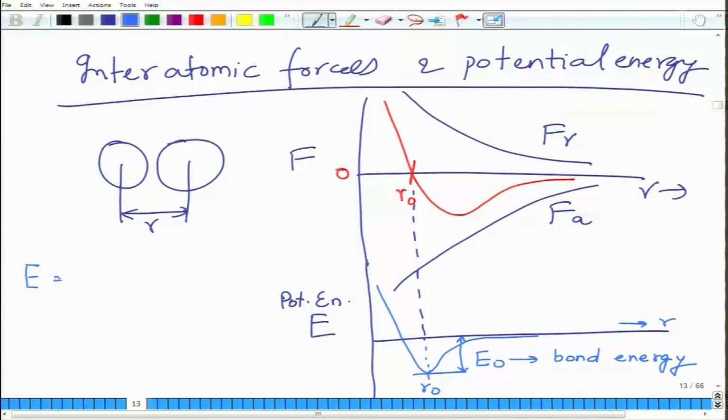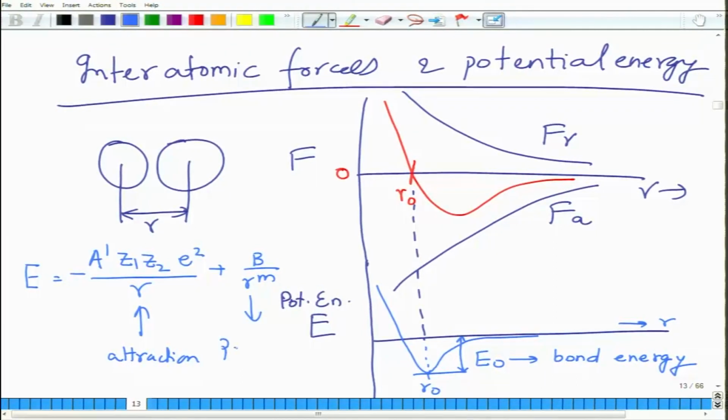So, this potential energy can be given as the sum of an attractive term and a repulsive term: E equals minus A prime Z1 Z2 e squared divided by r, plus B divided by r to the power m, where m is a constant. The first is a negative term which is attraction, and the second is a positive term which is repulsion. At some r you minimize this E, which is what gives you the bond energy.